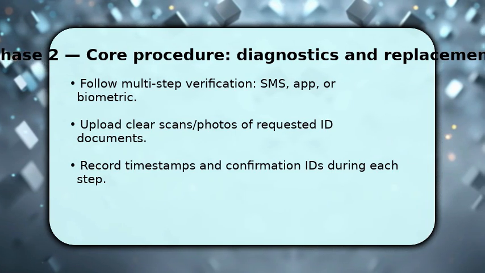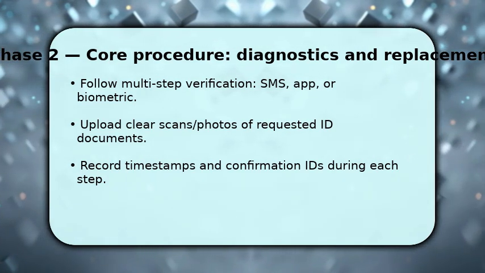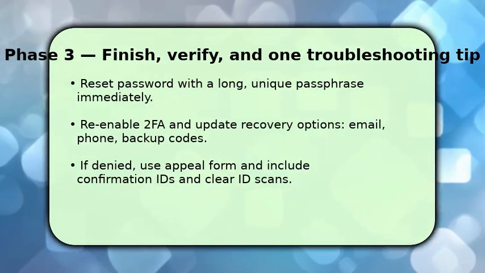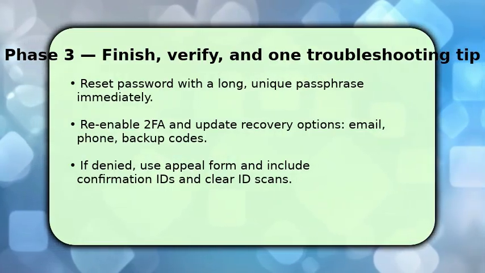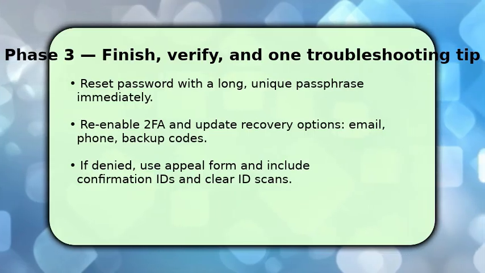You finish by setting a new, strong password and immediately re-enabling 2FA. Use an authenticator app rather than SMS when possible. Then update backup email and phone entries, generate fresh backup codes, and store them securely. Once restored, review account activity and revoke unknown sessions or app access.